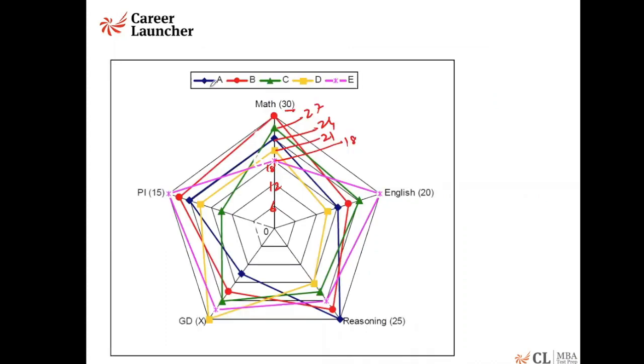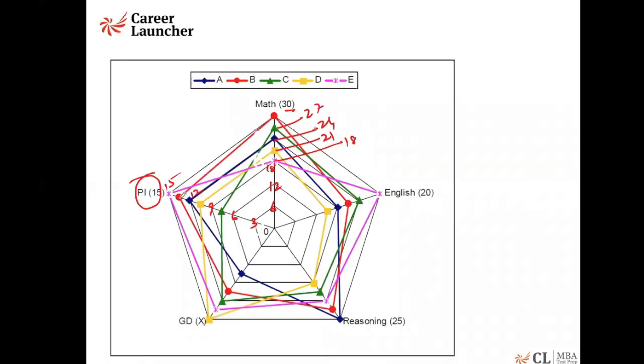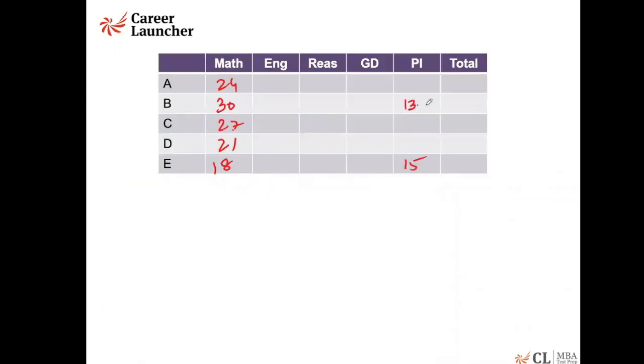Similarly, I'll just do one more thing. For example, let's look at PI 15. PI 15, this is 3, 6, 9, 12, and 15. So pink is 15. Remember this. This is 15 clearly. Now I know red is B, which is between 12 and 15. That is 13.5. So B will be 13.5.